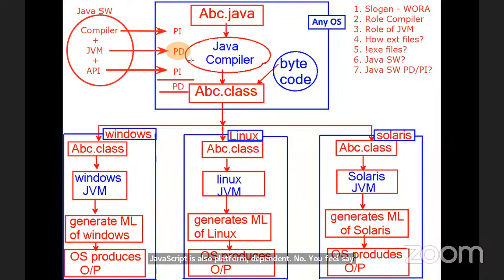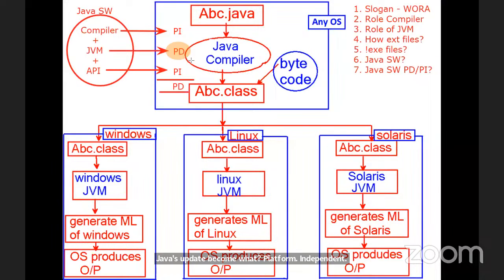So there is another example I am taking. Tell me, in your academics, how many subjects are there? 6 subjects. Out of 6 subjects, 5 subjects you passed. Then the result is passed, no? No. 1 subject failed also, you are a failed candidate. Similarly, 1 component is platform dependent. Automatically Java software becomes platform dependent.